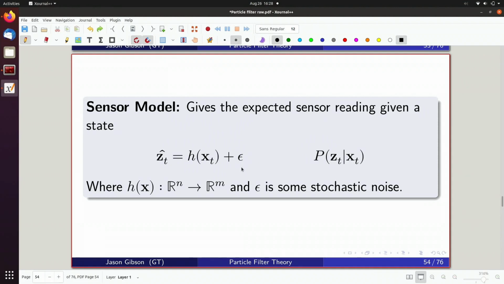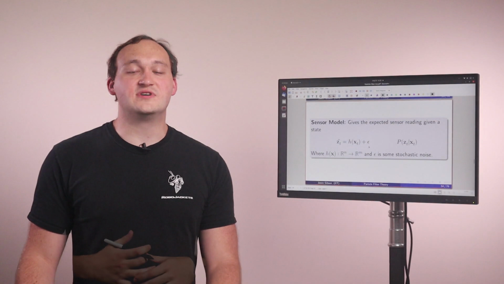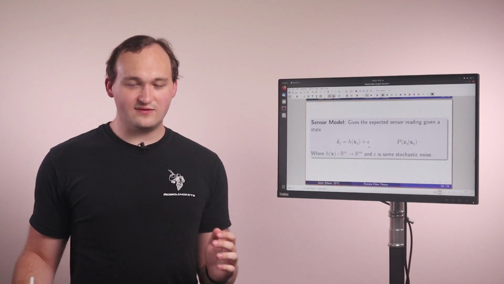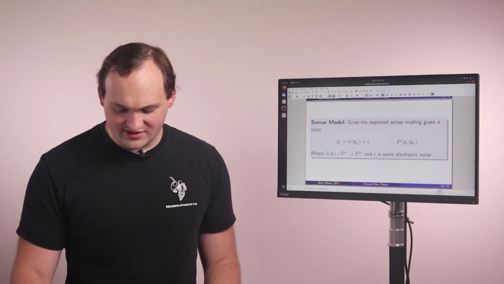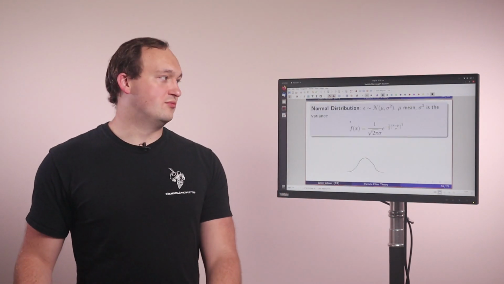This noise is going to be that same stochastic noise we've talked about. We don't really know exactly what it is. We'll probably assume it's Gaussian at some point. You don't know exactly what that noise will be, but you'll get something that's pretty close. So you can think of the sensor model as giving you the probability of a sensor reading given some state. Remember how we talked about normal distributions.